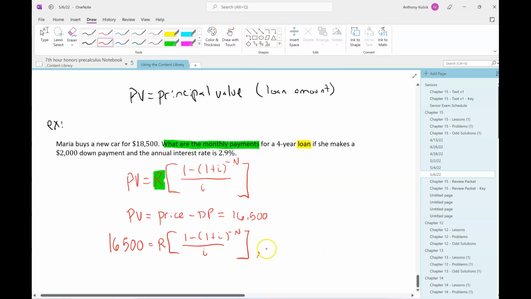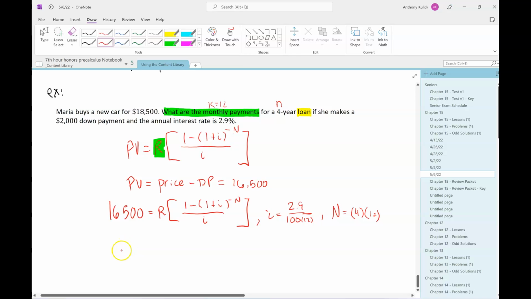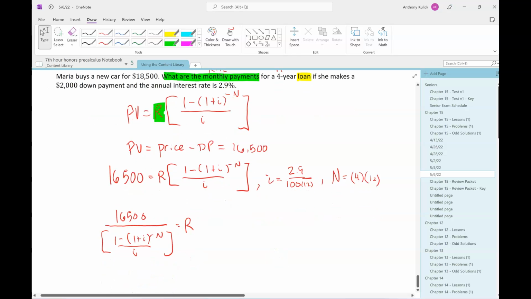All right. So we have this. The lowercase i is the interest rate divided by 100K. What's the K in this case? The K is 12. And then capital N is going to be the 4, times the K. So to get the R by itself, I'm just going to divide that whole fraction to the other side. That's going to be my equal to R.